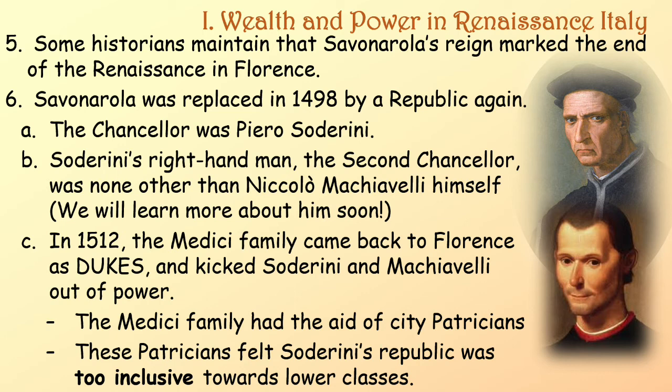Savonarola was replaced in 1498 by a republic again. The chancellor was Piero Soderini, and Soderini's right-hand man, the second chancellor, was none other than, of all people, Niccolo Machiavelli himself. We will learn a lot more about him soon, and maybe you've heard of the name Machiavelli. Well, in 1512, the Medici family came back to Florence, and this time they came back as Dukes of Florence, and they kicked Soderini and Machiavelli out of power.